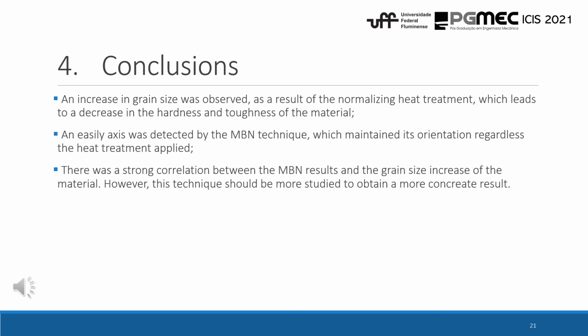After all the analysis, we were able to observe an increase in the grain size as a result of the normalizing heat treatment, which led to a decrease in the hardness and toughness of the material studied here. An easy axis was also detected by the MBN technique, which maintained its orientation regardless of the heat treatment applied, and there was also a strong correlation between the MBN results and the grain size increase of the material. This technique has great potential, but it needs to be studied more to obtain more concrete results.